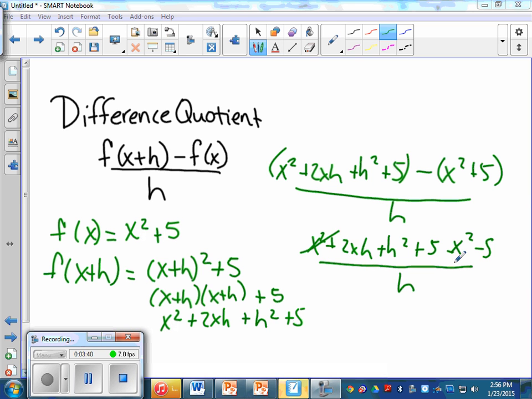The x squares cancel, the 5's cancel. I get 2xh plus h squared over h. So when I divide both of these by h, 2xh, when I divide that by h, it's just 2x. And h squared, when I divide that by h, it's just h. And that's my answer. The average rate of change for this function is 2x plus h.